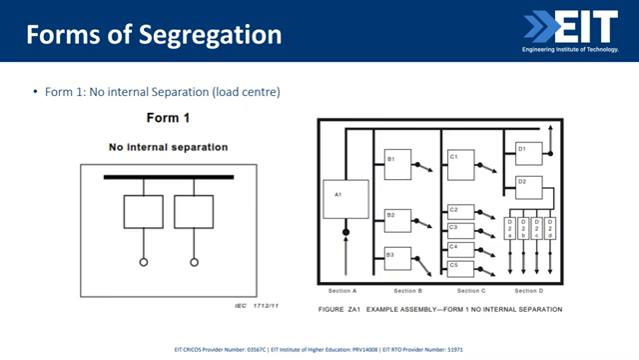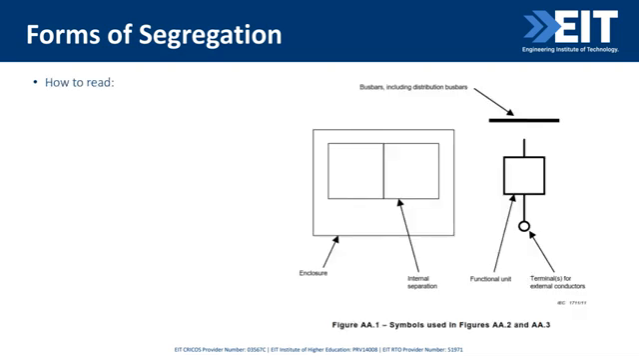So you can have multiple forms of segregation, and each one simply defines your separation between your functional unit, which is your circuit breaker, the bus bars of the switchboard, and then the terminals where you connect your external conductors, which is your cabling. So you would have your bus bar supplying your breaker, and then you would have your submain cabling connected to the other side of that breaker. Now, how each of these three things are separated will tell us what the form of the board is.